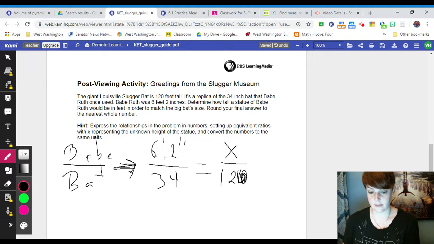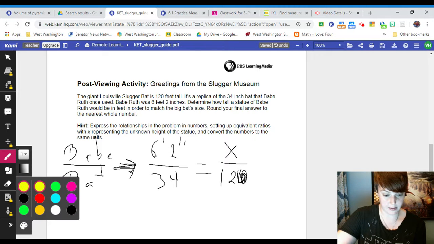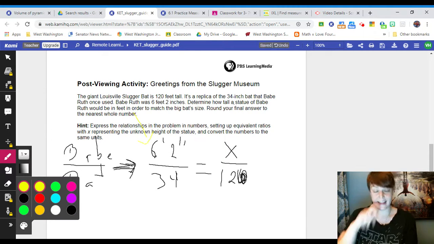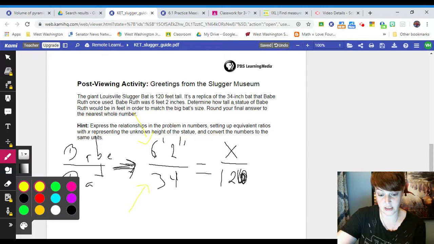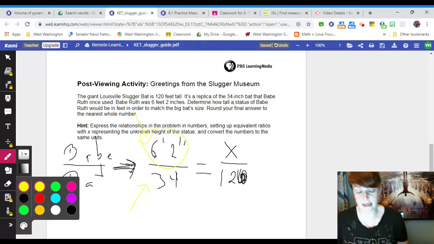This setup right here is not enough to get you to your answer. This 6'2" in the top part right here is not enough because this 34 is just in inches. And so you would need to convert this part right here to just inches. And you know how many inches there are in a foot? Okay, good. You had me worried there for a second.